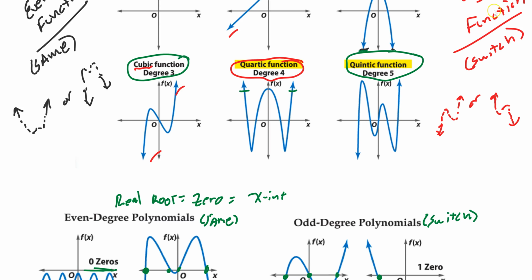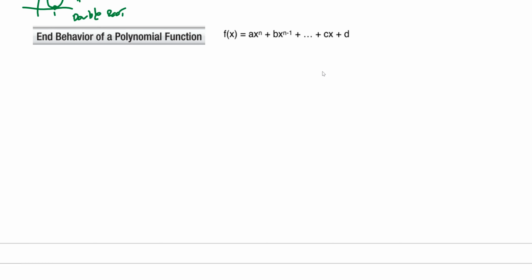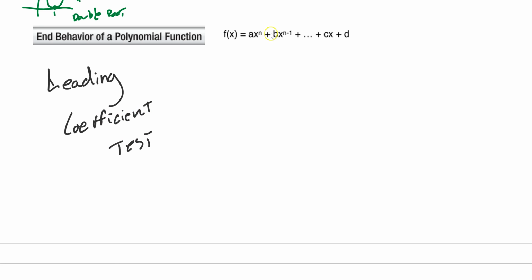Next, let's talk about how do we know if it starts on the top on the right hand side, or if it starts on the bottom of the right hand side. So how do we know that? That's all from the leading coefficient. So we call this a leading coefficient test. So let's look at the leading coefficient right there. If that leading coefficient is positive, then we're going to start on the top right.